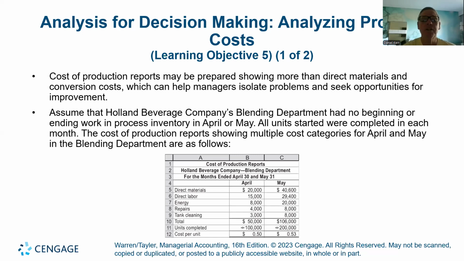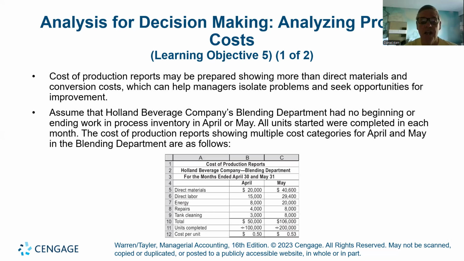And we're going to finish up our discussion of Chapter 3 with again focusing on analyzing these cost of production reports. But we're going to go into more detail than we did in Objective 4. In Objective 4, we focused on the cost per equivalent unit of materials, and we focused on the cost of equivalent unit for conversion costs. But we know that conversion costs includes both direct labor and a whole bunch of other overhead costs. So we want to do a deeper dive on what those other overhead costs are.